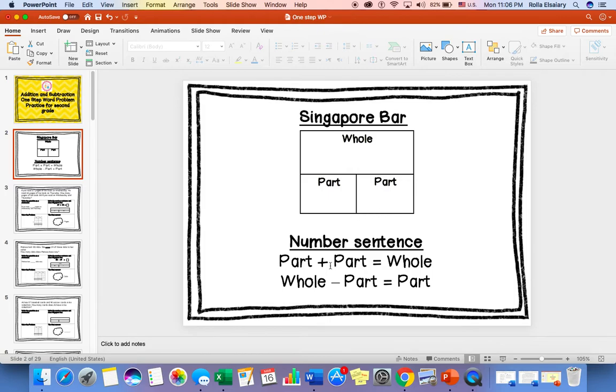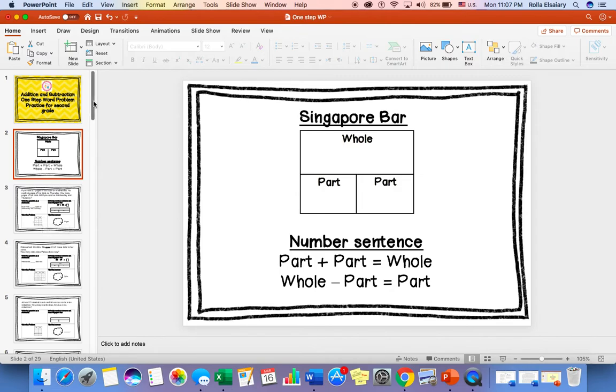And with number sentences, I put this on an anchor chart for my students just to give them the sense of how we solve addition and subtraction. So part plus part equals whole. If I have a whole, I take a part, some of it, then another part will be left. So whole minus part equals part. So let's put this into a word problem to see how it looks.